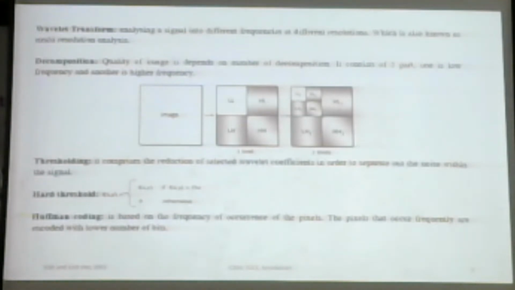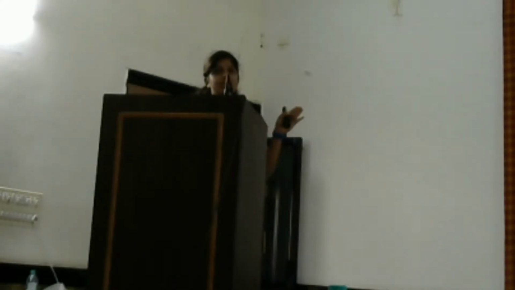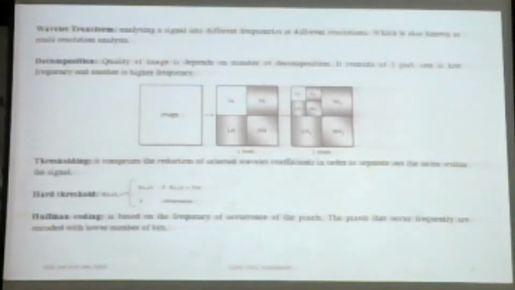Another one is the soft threshold, where whatever the pixel value is, if it is less than the threshold, it is made 0, removed or discarded. But values greater than the threshold get the threshold value subtracted from them. Huffman coding is where pixels that occur frequently are encoded with a lower number of bits.